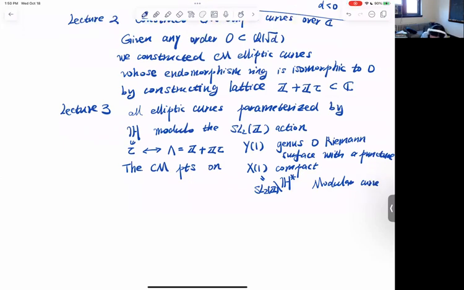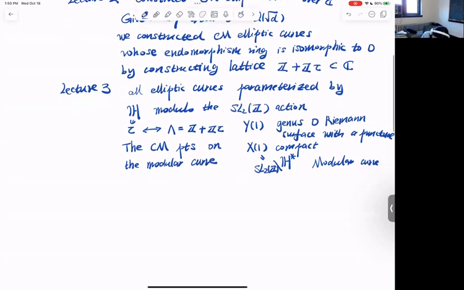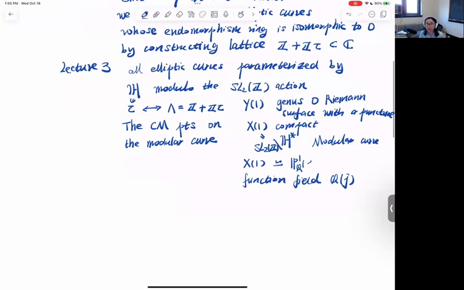That extra point is called the cusp of X. Okay, and we discussed the CM points on the modular curve. We discussed this curve, this X1. It has a model over Q, so you can think of it as a P1 over Q, where the function field is given by Q adjoin the J function, which is exactly the J invariant of the curve. And we talked about the CM points on this modular curve, namely the CM J invariants.